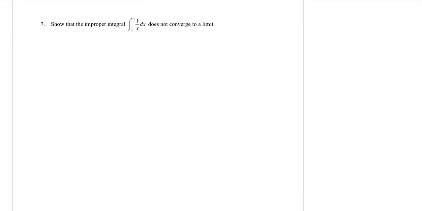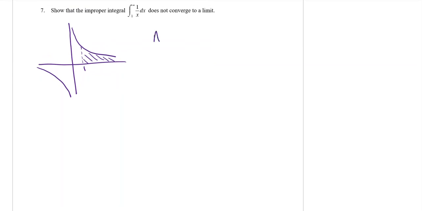Question 7, show that the improper integral between 1 and infinity of 1 over x does not converge to a limit. So this graph is a hyperbola. The x isn't squared this time, so we're in the first and the third quadrant. If I wanted the area from 1 to infinity, that would be the bit there that I'm trying to find. And I could find it by integrating between 1 and infinity of 1 over x dx. Integrating 1 over x becomes a logarithm, so that's ln of x between 1 and infinity.